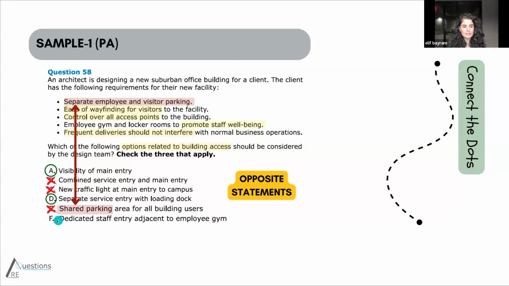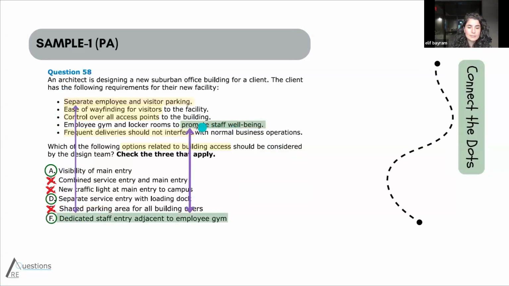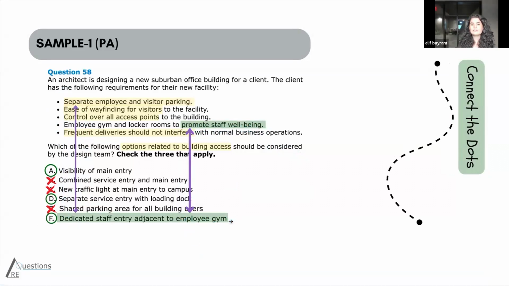So here you see that option D and F are speaking the same language of the question. There's also another thing. It says promote staff well-being. So there's an employee gym. So there's a hint to that. Even though it's not a direct connection, it's a bit of an indirect connection, but it is still given to you there. It's not random. So I hope this made sense. That's why the options A, D, and F are the correct options.